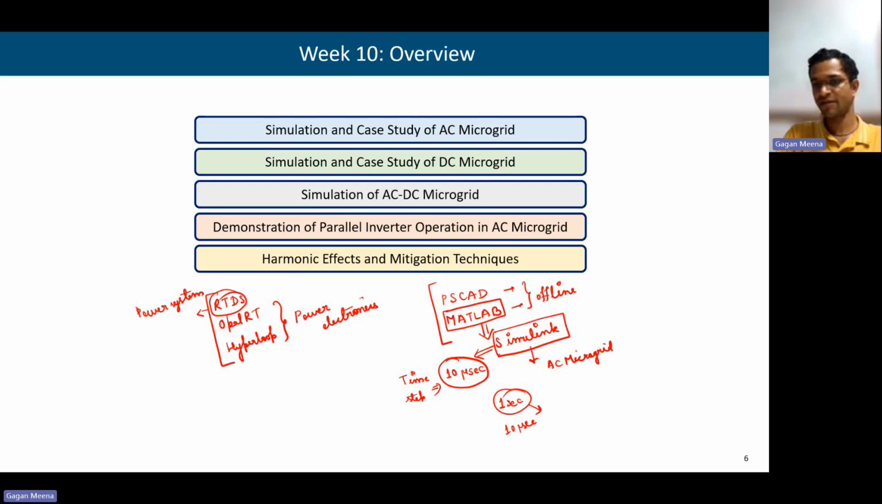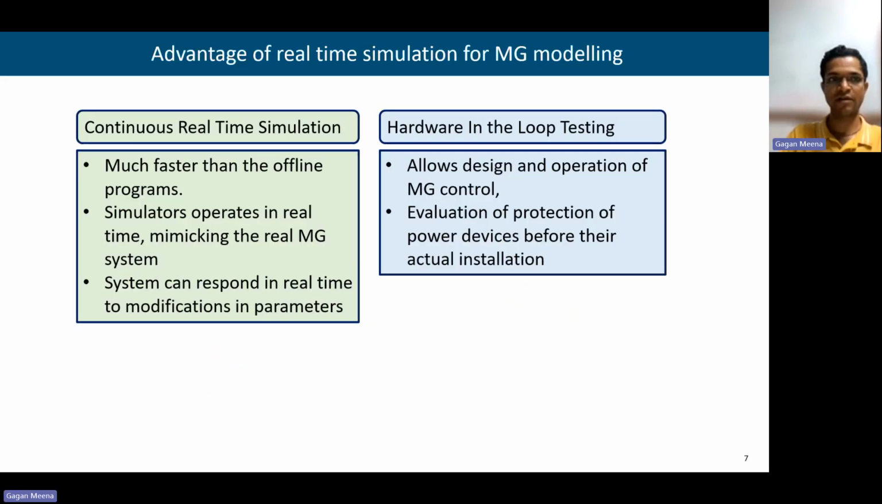Everything is happening continuously and very fast because of the processors used here. These are very high performance processors, RISC-based processors, FPGA-based processors used in RTDS, which enable us to do real-time simulations, and that we are going to see here. So the advantage of this real-time simulation is that these hardwares help us to perform real-time simulations.